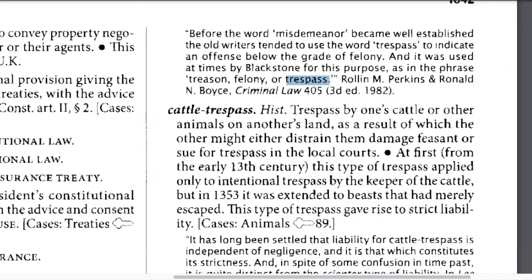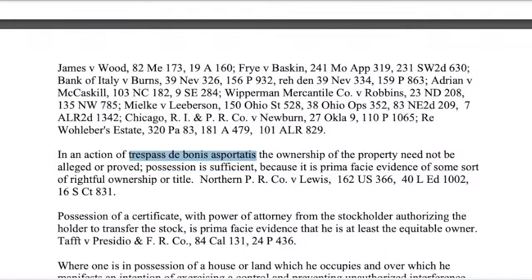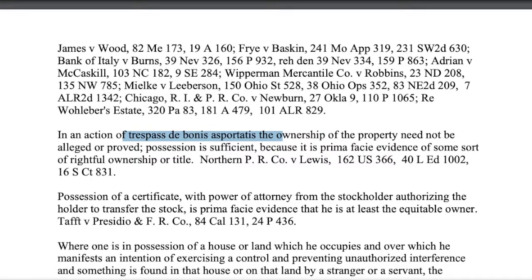And that means it's time to get back to the law of evidence. So now we know what a trespass de bonis asportatis is. In an action of trespass de bonis asportatis, the ownership of the property need not be alleged or proved. Possession is sufficient because it is prima facie evidence of some sort of rightful ownership or title. So just by you having something when someone takes it, that's the trespass de bonis asportatis.